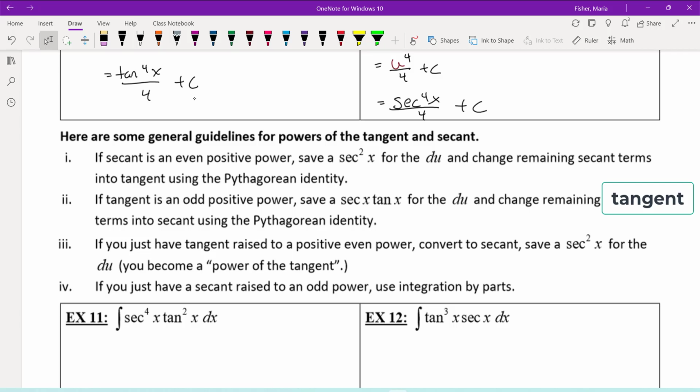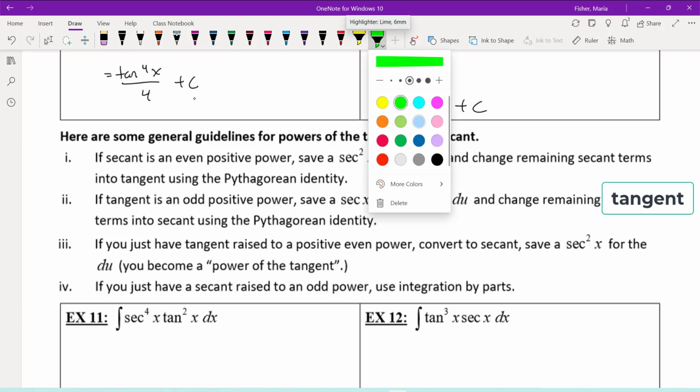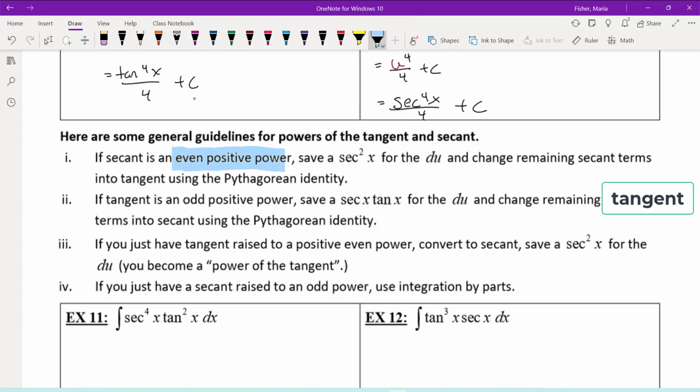Here are our general guidelines. If you have secant, and secant is an even positive power, you save a secant squared, and then you change everything else into tangent using the Pythagorean identity. Remember that Pythagorean identity is secant squared theta is equal to tangent squared theta plus 1.